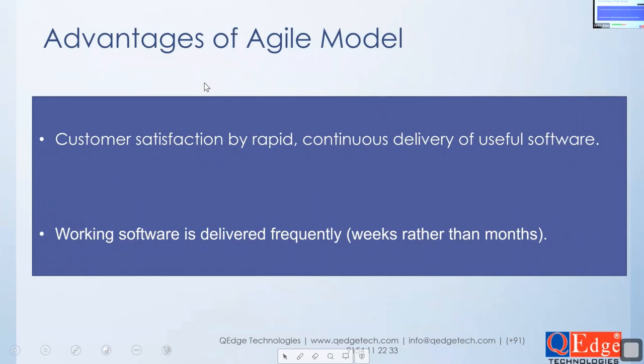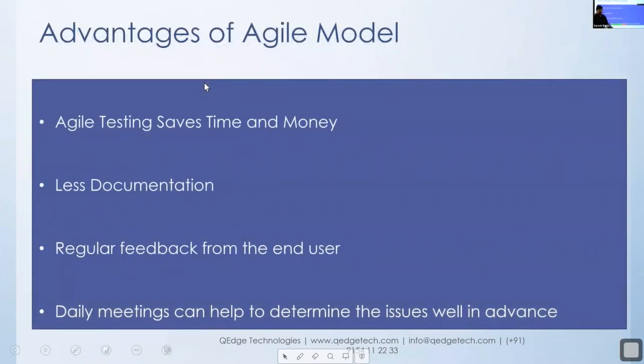Every week, every 10 days, we deliver something to the product client which is usable for the business. And you see this one. The agile model, agile development or agile testing, whatever, the agile model saves time and money. How? How does the agile model save time and money?